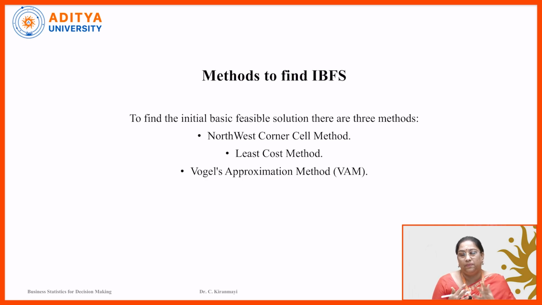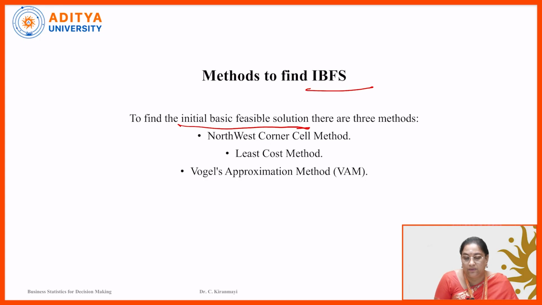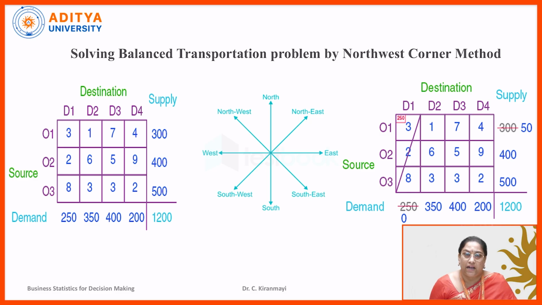In the beginning, we understood that transportation problem is a special kind of linear programming problem. In linear programming problems, we find the initial basic feasible solution. Likewise, in transportation problem also, first we have to find the IBFS, that is initial basic feasible solution. We have various methods to find it: northwest corner method, least cost method, and Vogel's approximation method. These are the several methods for finding the initial basic feasible solution for the transportation problem.